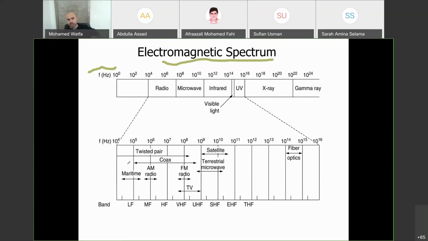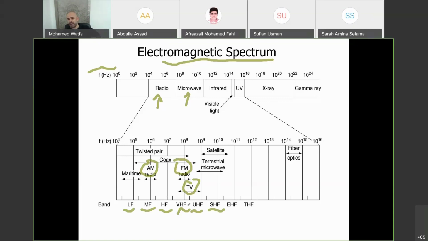Let's look at this. So we have radio waves, microwaves. Radio waves, as you can see, we're talking about low frequency LF, medium frequency MF, high frequency HF. You know, like in your radio, you have AM and you have FM. You all know that, right? So amplitude modulation and frequency modulation. So you have different frequencies. Also, you have TV, you have VHF, UHF, SHF.